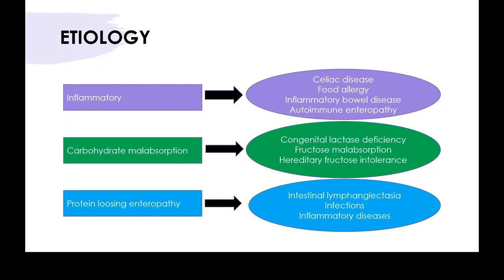Then coming to the next category, inflammatory. The common inflammatory causes of chronic diarrhea are celiac disease, food allergic causes, inflammatory bowel disease, and autoimmune enteropathy. In carbohydrate malabsorption, the common causes are congenital lactase deficiency, fructose malabsorption, and hereditary fructose intolerance. There are various other conditions as well, but I have just picked a few common ones. Protein-losing enteropathy causes are intestinal lymphangiectasia, infections, and inflammatory conditions.